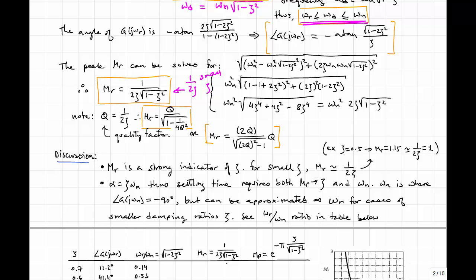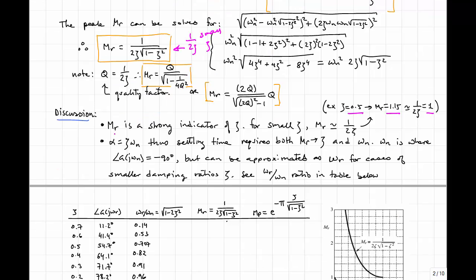So we can draw some conclusions at this point. We can say that Mr is a strong indicator of zeta. In fact, it is a 1-to-1 relationship there. For small zeta, Mr is approximately 1 over 2 zeta, as already stated. As an example, if zeta is 0.5, Mr is 1.15, which is approximately 1.